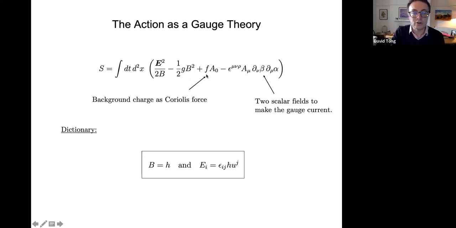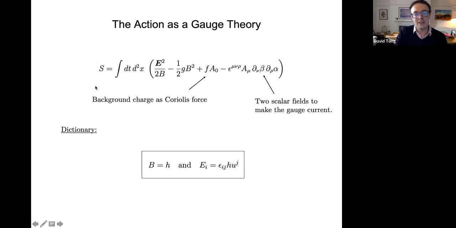The Coriolis force appears as a background charge for this U1 gauge field. So there's an A0 multiplying the Coriolis force. And then there's some other dynamical fields, two scalars that I'm going to call alpha and beta, that couple as an electric current to the gauge field with the following term. There are no kinetic terms for alpha and beta, so they're slightly odd from our perspective.